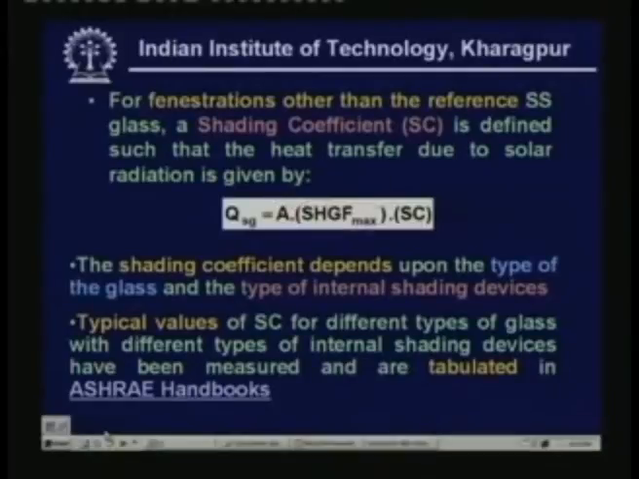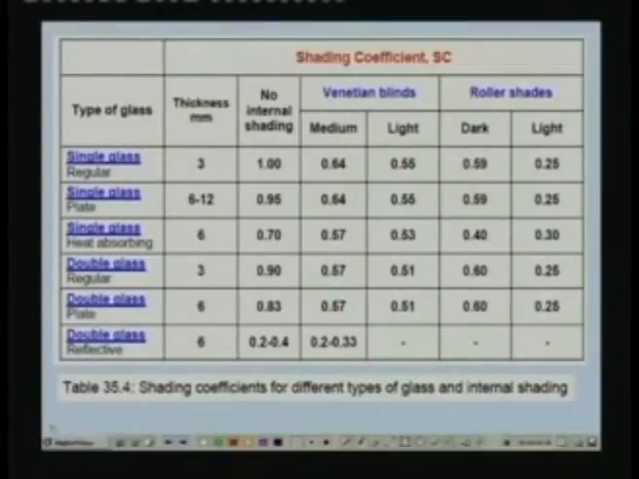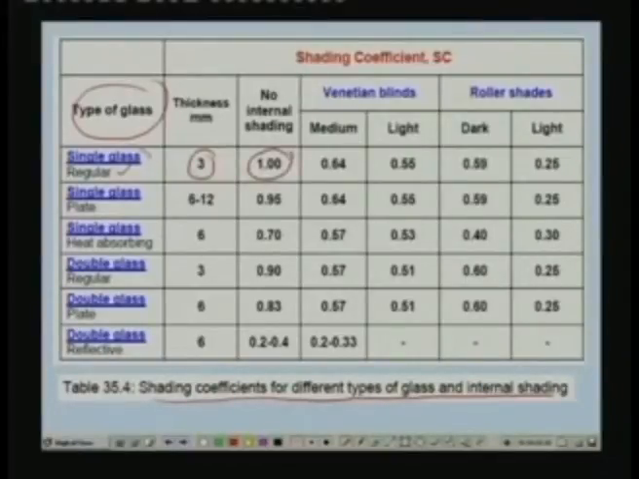So let me show a typical table. Again this is taken from ASHRAE handbooks. This table gives shading coefficient for different types of glass and internal shading. For example, for a single sheet of regular glass, which is the standard glass, if it has a thickness of 3 mm and no internal shading, the shading coefficient is 1, because this glass is taken as the reference. So for this glass Q is simply A into SHGF maximum that you get from the table.